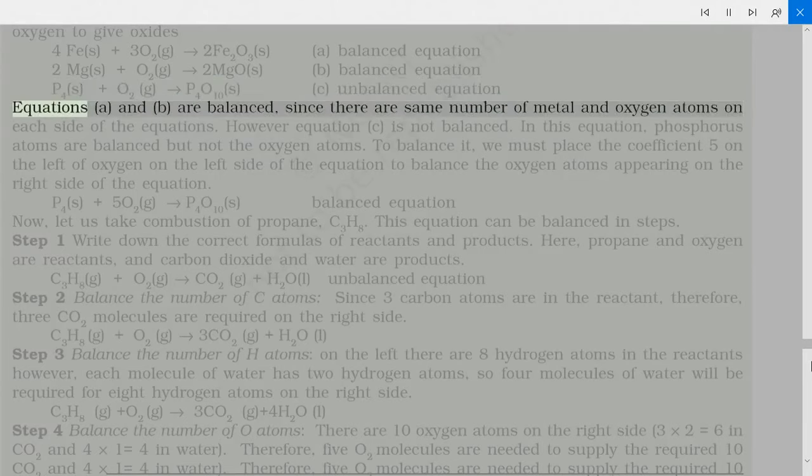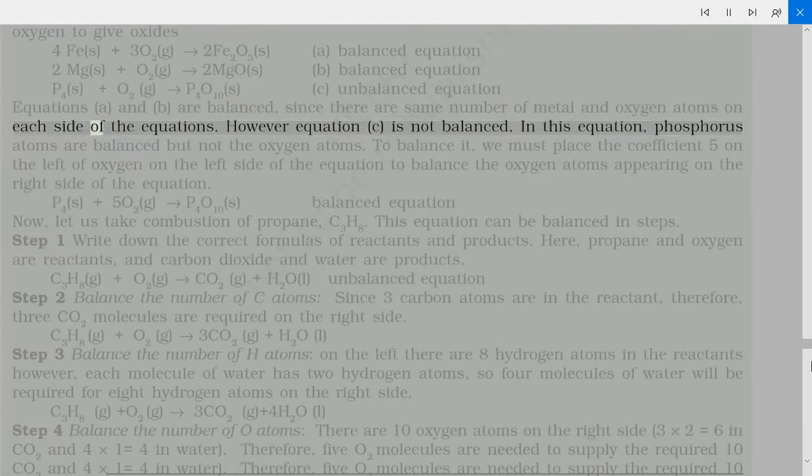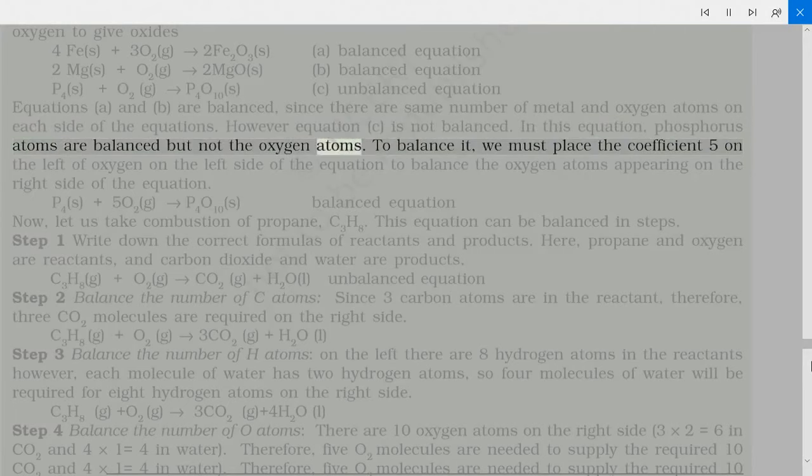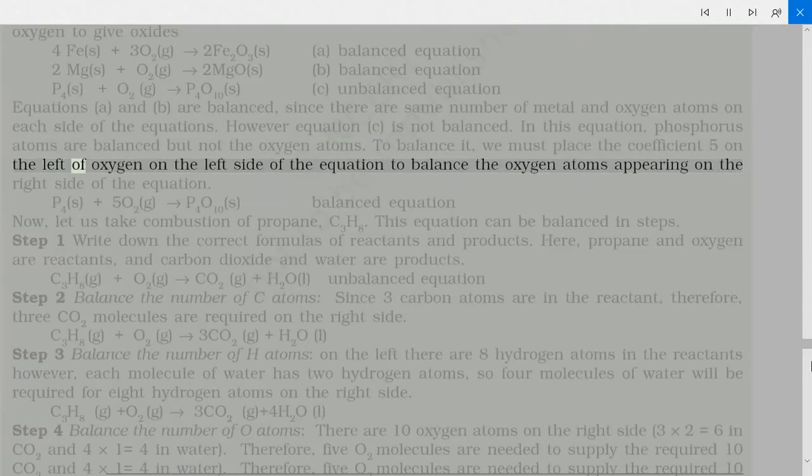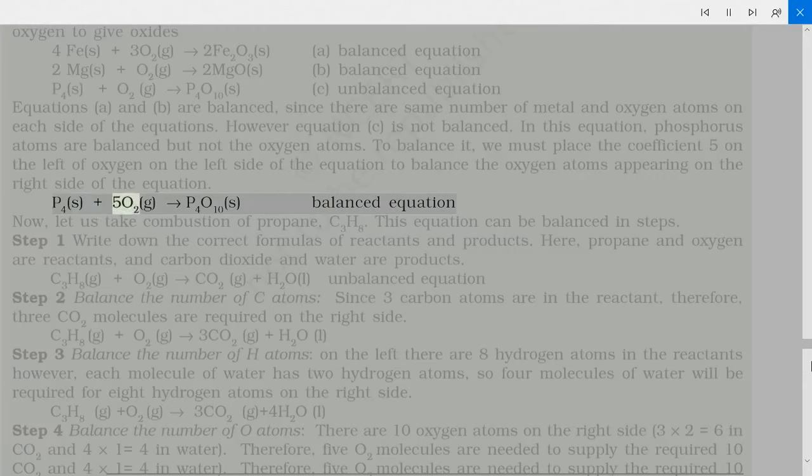Equations A and B are balanced, since there are the same number of metal and oxygen atoms on each side of the equations. However, equation C is not balanced. In this equation, phosphorus atoms are balanced but not the oxygen atoms. To balance it, we must place the coefficient 5 on the left of oxygen on the left side of the equation to balance the oxygen atoms appearing on the right side. P4(s) + 5O2(g) → P4O10(s), balanced equation.